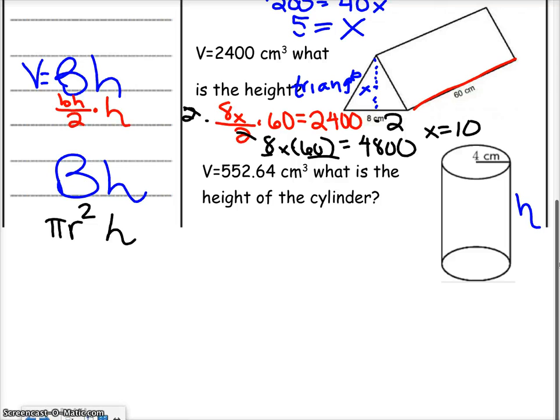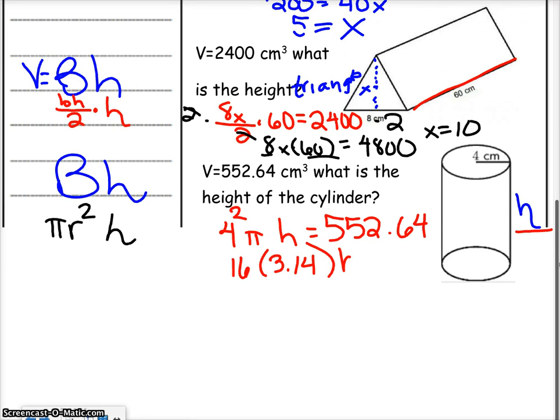So now I'm just going to fill in what I know. Use 3.14 for pi. All right, so pi r squared, so 4 squared pi times h equals 552.64. You could just put it all in there right away. You could start here. 4 squared is 16 times 3.14 h equals 552.64.